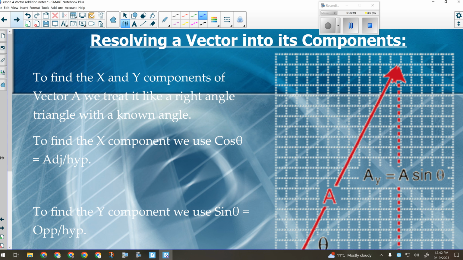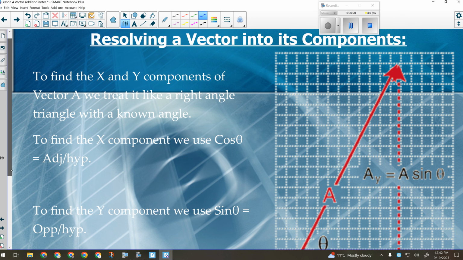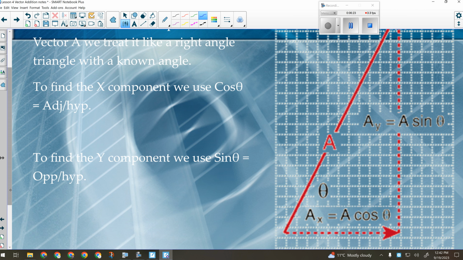All right, so looking at this, this is what I just showed you a minute ago. To get the adjacent side, I would use the hypotenuse A times the cos of theta. To get the opposite side, I would go A, the hypotenuse, times the sine of theta, and that would give me that side. Does that mean Y will always be the opposite side? It doesn't mean that. It all depends on how the triangle is drawn. Y could be the adjacent side. It all depends.